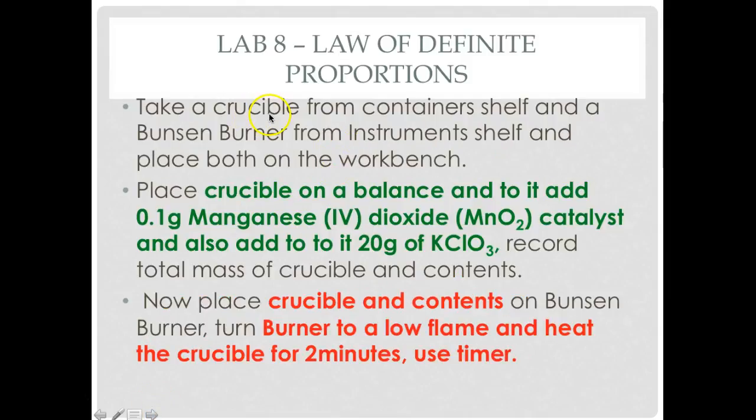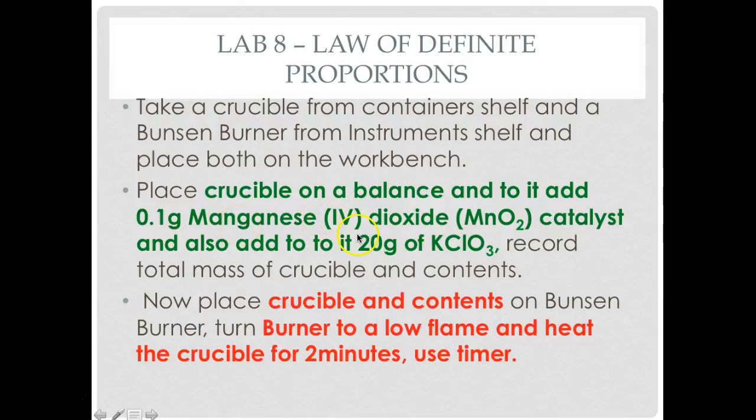So you're going to take a crucible. Anytime you heat something really high, you would take this container called the crucible, a white container, and bring a Bunsen burner onto your workbench, and then place that. First, weigh the crucible. To it, you're adding some manganese dioxide.